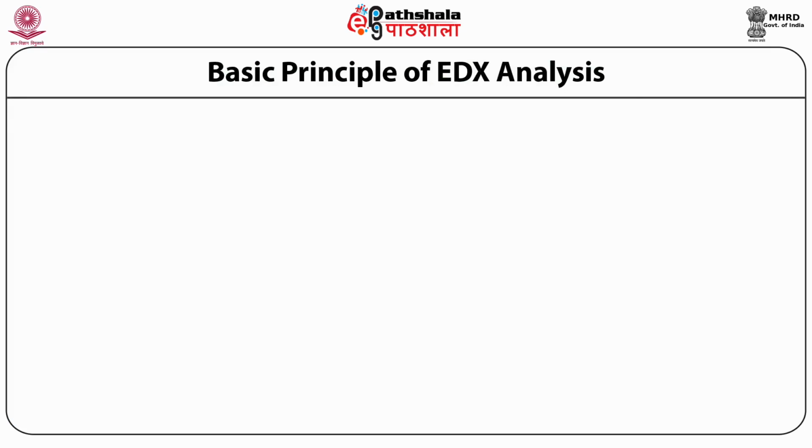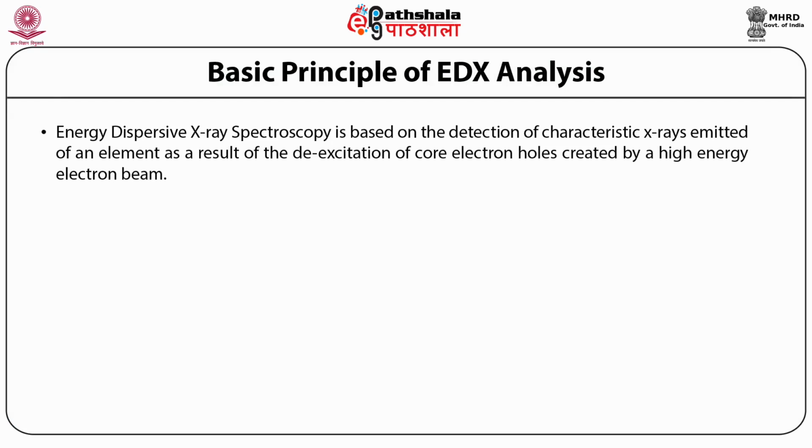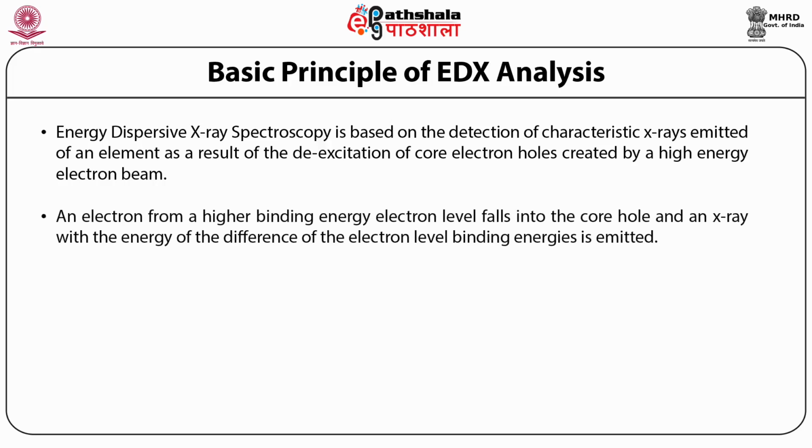The basic principle of EDX analysis: Energy dispersive X-ray spectroscopy is based on the detection of characteristic X-rays emitted from an element as a result of the de-excitation of core electron holes created by a high energy electron beam. An electron from a higher binding energy level falls into the core hole, and an X-ray with the energy of the difference of the electron level binding energies is emitted.